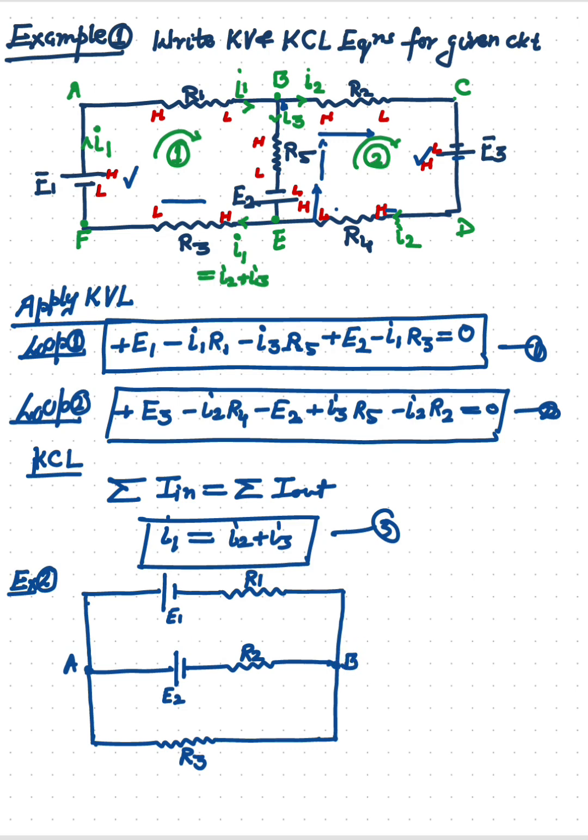Okay, now here we have to write the KVL and KCL equations for the loop 1 and loop 2. This is the loop 1 and 2. So our first step is to write the current directions. Okay, here I am assuming the current I1 is flowing from this battery E1, and at this junction A it is dividing in two parts. Suppose this is the I2 and this is the I3.